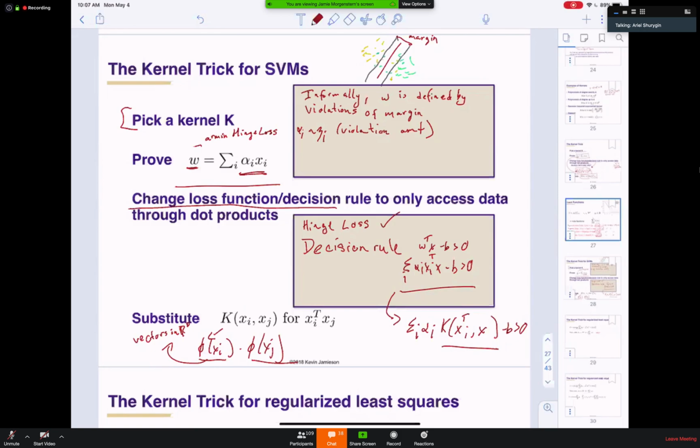Is that helpful? Yes. Okay. I get it. Now I can understand why this is mapping to higher dimensions. Okay. Great. Anybody else?